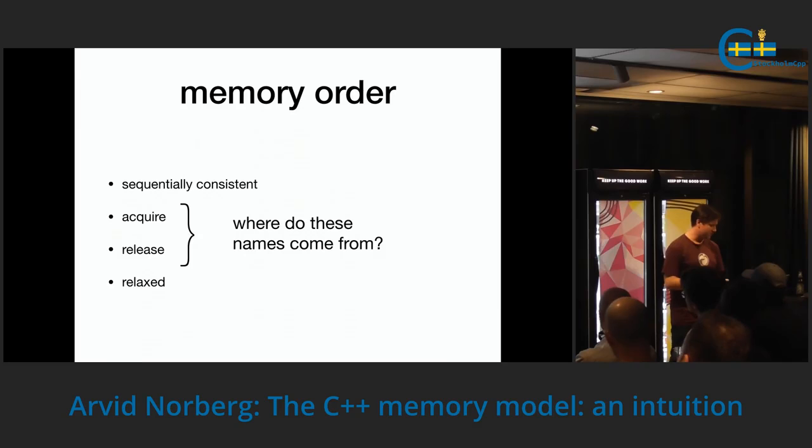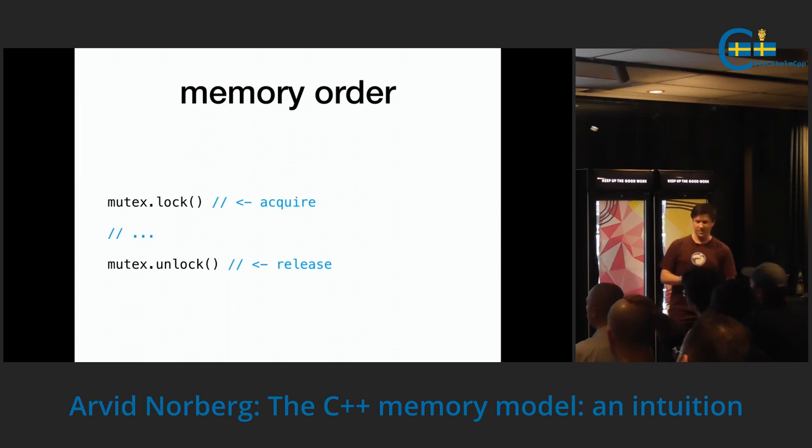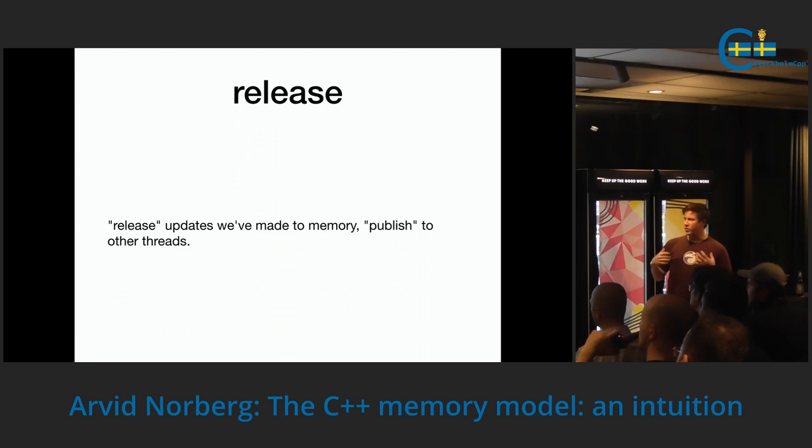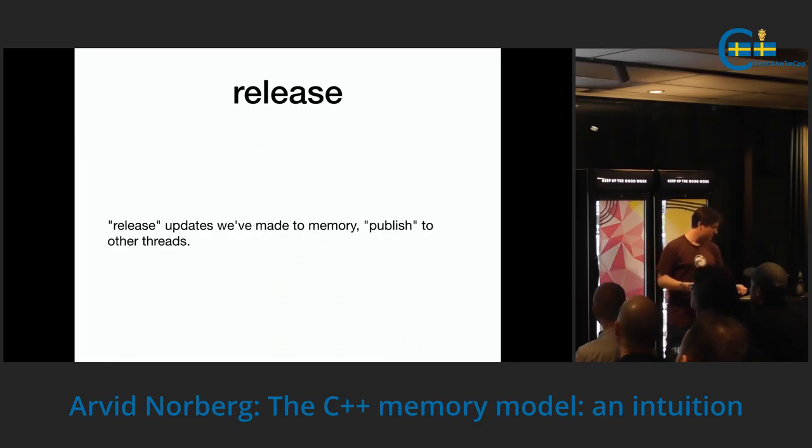Why are they called acquire and release? You can think of them as a primitive that's used in a mutex, or at least used in a similar way as a mutex would be used. You acquire a mutex and then you release a mutex. What happens when you acquire a mutex and when you release it? Other than getting mutual exclusion, there are some other things that happen. When you release, you publish all of the memory that you have changed within your critical section so that it becomes available to other threads.